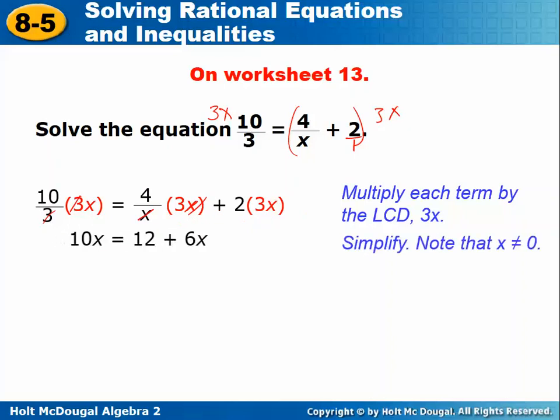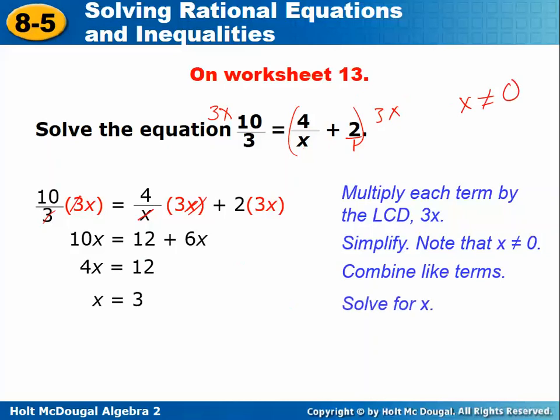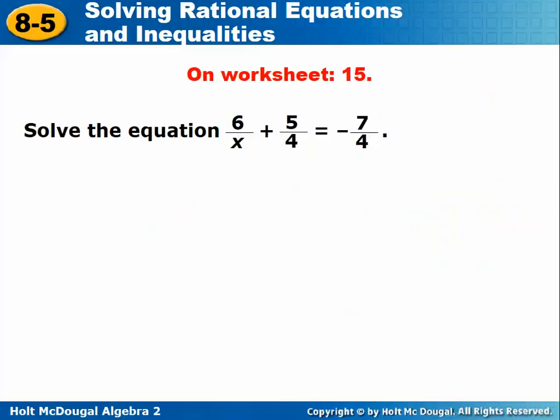So 10x equals 12 plus 6x. Nothing squared here, so you won't have to factor. Subtract, oh, I forgot to say what x can't be. I have to keep in mind that x cannot be 0 because then the denominator will be 0. So I divide both sides by 4. x equals 3, and then you just check it and make sure that it works.